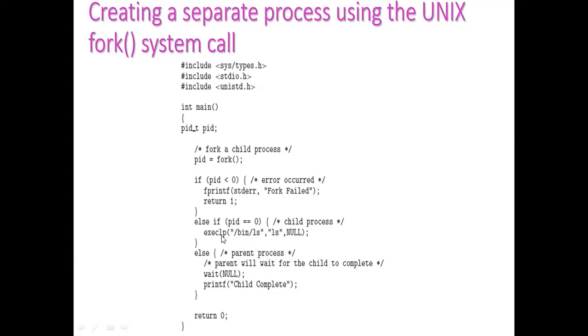Here the exec statement has three parameters. The first one is the location from which the code is executed, /bin/ls. The command to be executed is ls, that is the list command, and then a null value. The third parameter is null. The third case is that the parent process will wait for the child to complete. After the child completes, the parent resumes its execution.